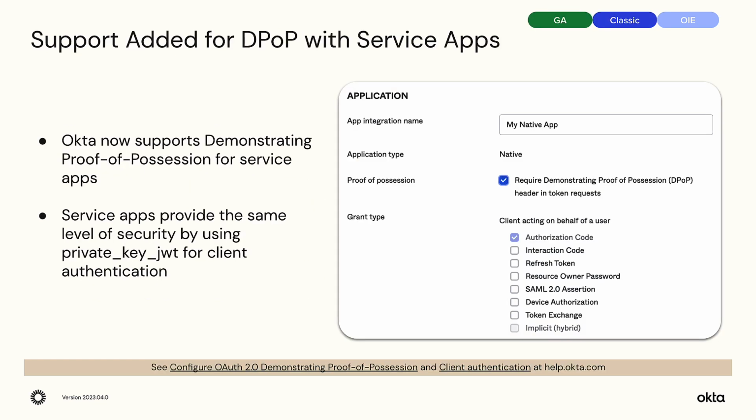Support added for DPoP with service apps. Okta now supports demonstrating proof of possession for service apps. However, service apps can provide the same level of security by using private key JWT for client authentication.